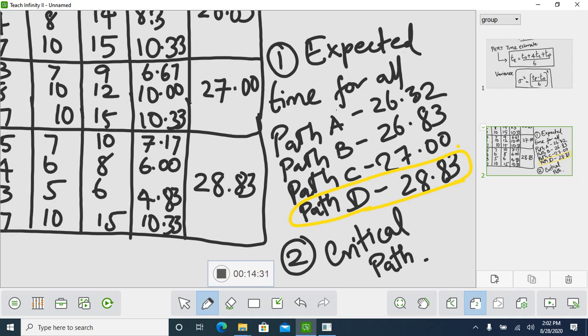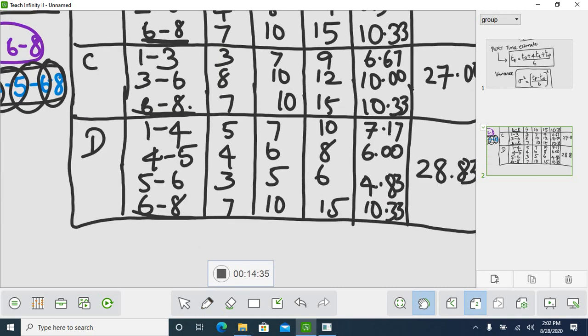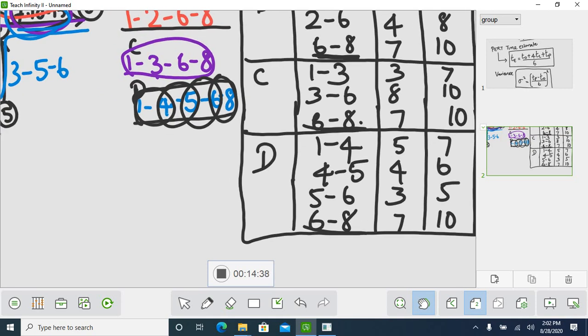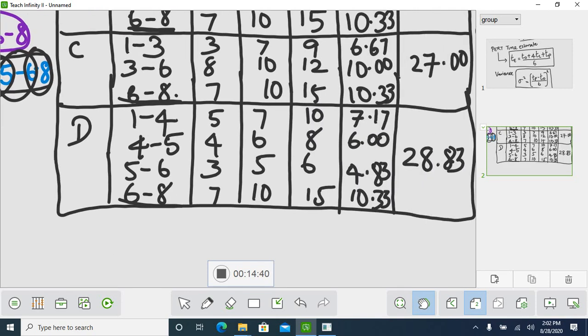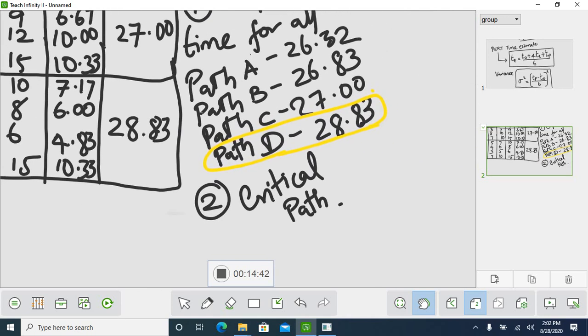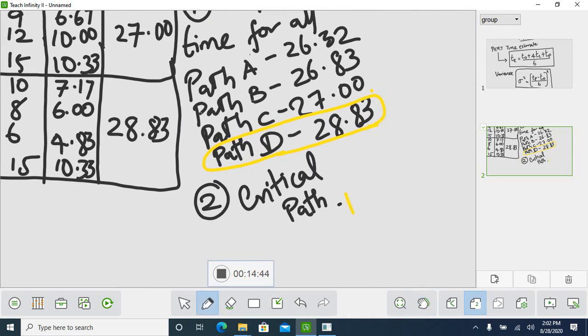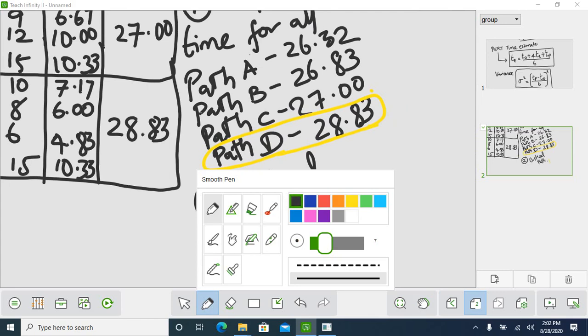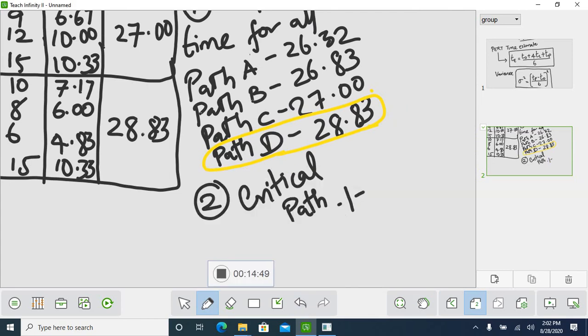So you have to write the path. You can't just write path D. You have to write the full path of D: 1, 4, 5, 6, 8, because this is your critical path. You have to write it.